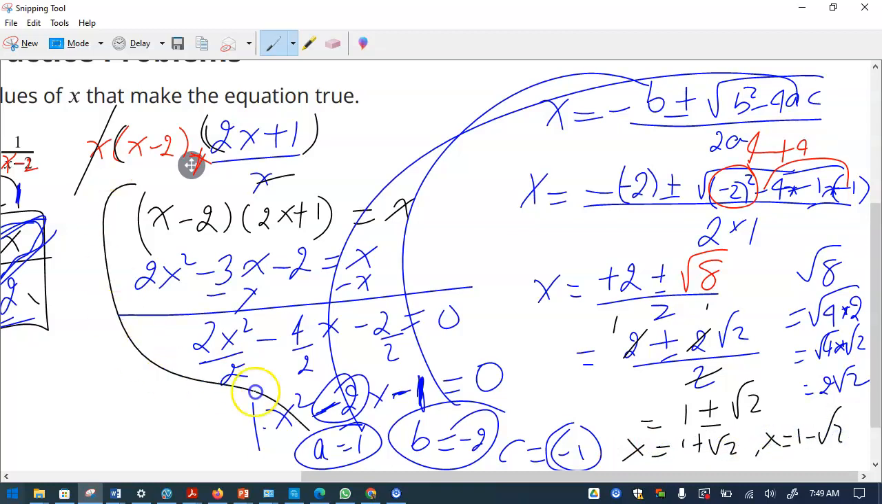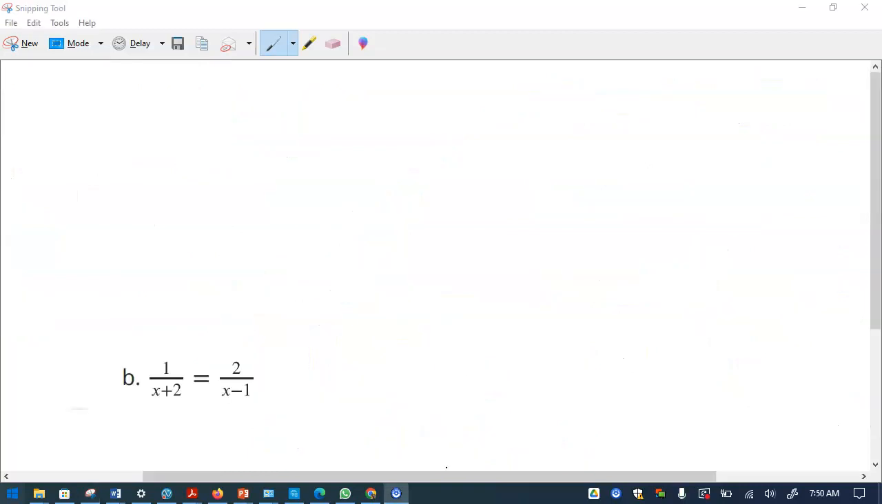So really long work here, so many steps are involved, but that's how the rational equation is beautifully solved. Okay, the next question is B, the new problem. Now, in this case, instead of multiplying by x plus 2 and x minus 1 on both sides, it's better to use the cross product. That way it becomes faster.